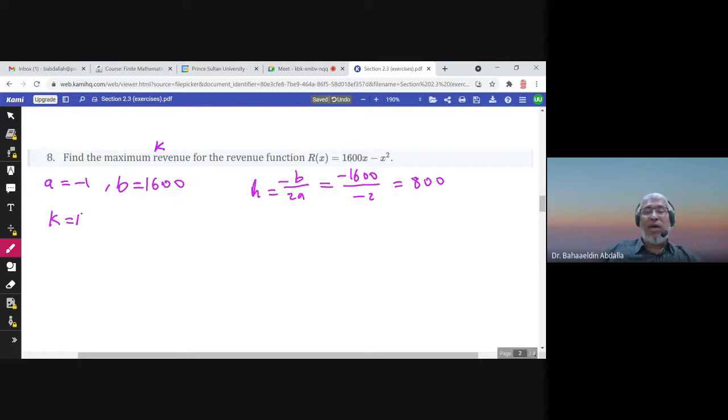Now how to find k? K would be r of h. So r of 800 would be 1,600 times 800 minus 800 squared. Okay, so what is the answer? Using the calculator, the answer is 640,000. So this is the maximum revenue.